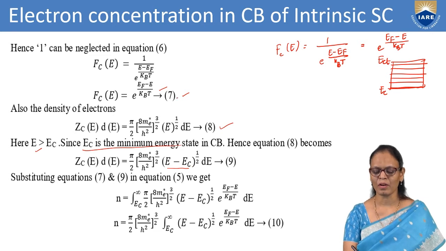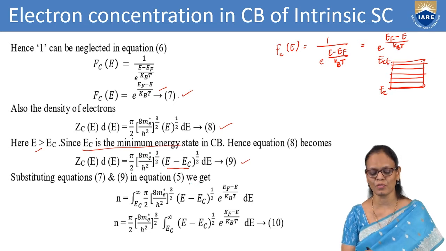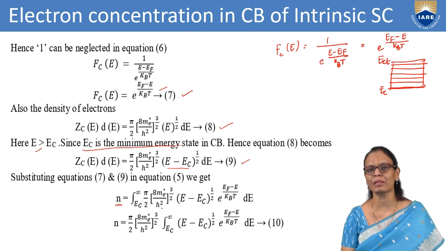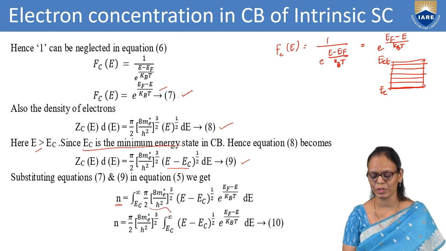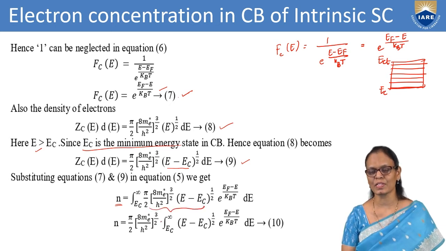So now we are going to put equation 7, that is the Fermi Dirac distribution function, and also the density of states in equation 5. What is our equation 5 for N? N is equal to Zc of E into D. So here when you substitute, you have integral EC to infinity pi by 2 8 me by h square power 3 by 2 E minus EC power half, representing the density of states, multiplied by the probability function.